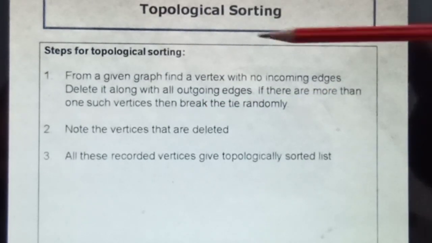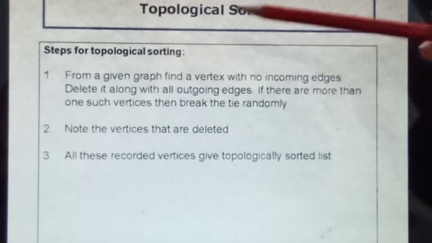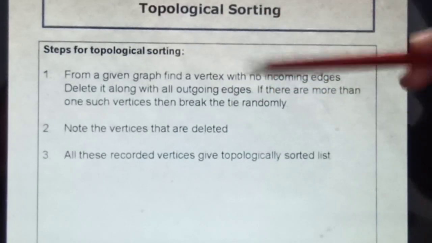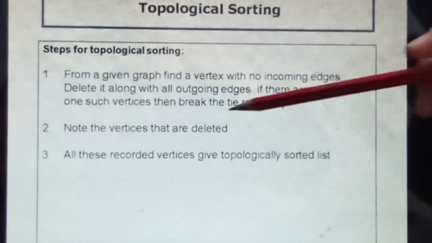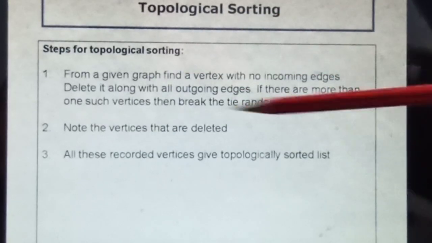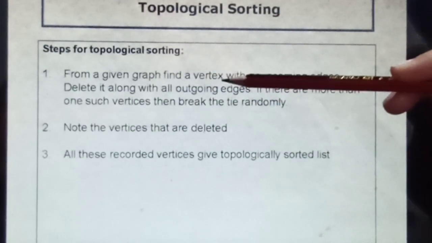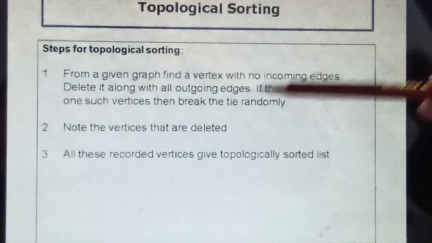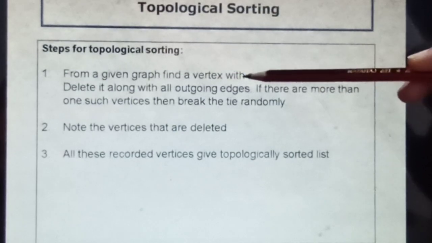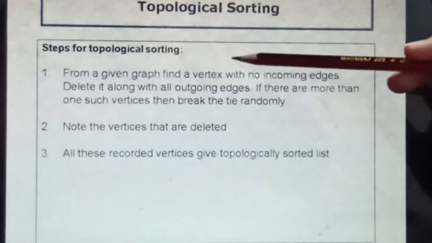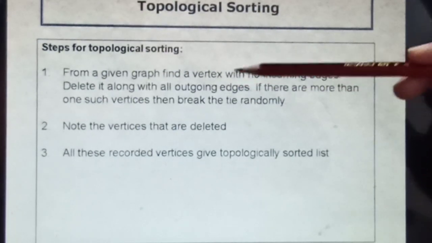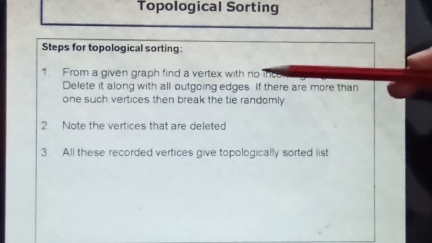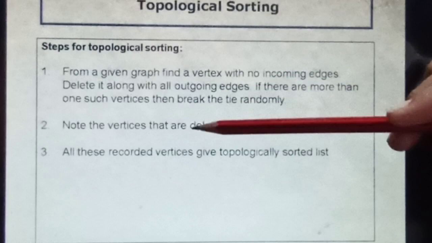That means whatever directed acyclic graph we have, if you want to implement topological sorting or ordering on that graph, the first step is to start from any vertex which has no incoming edges. Only outgoing edges should be there. That will be our first vertex. If there are two or more vertices like this, then we can break the tie randomly. That means we can select any one vertex the first time.